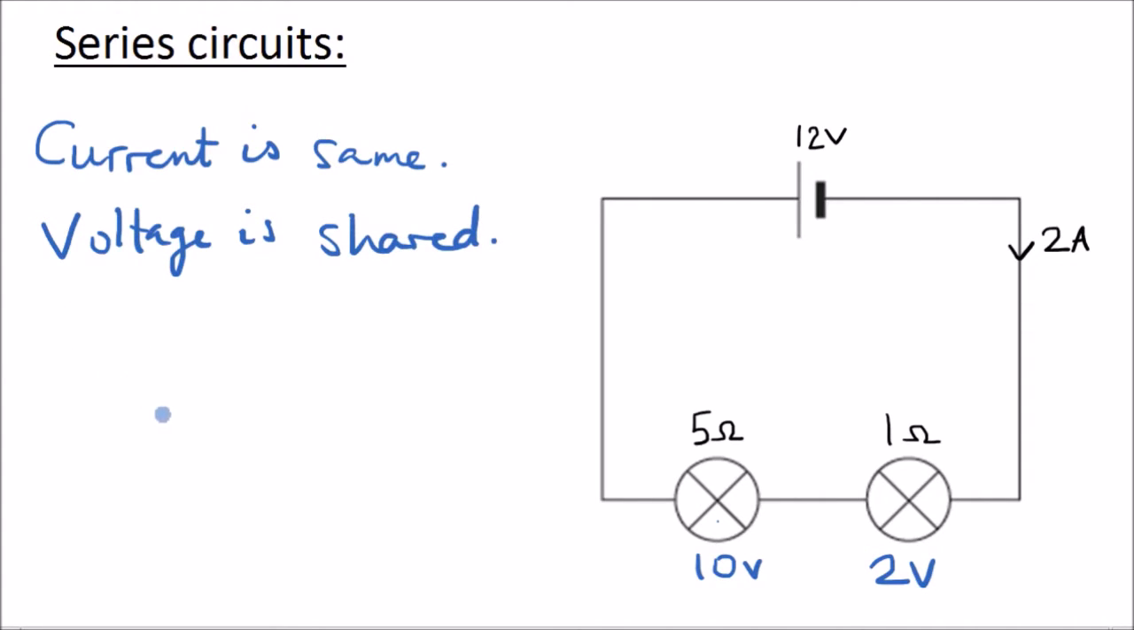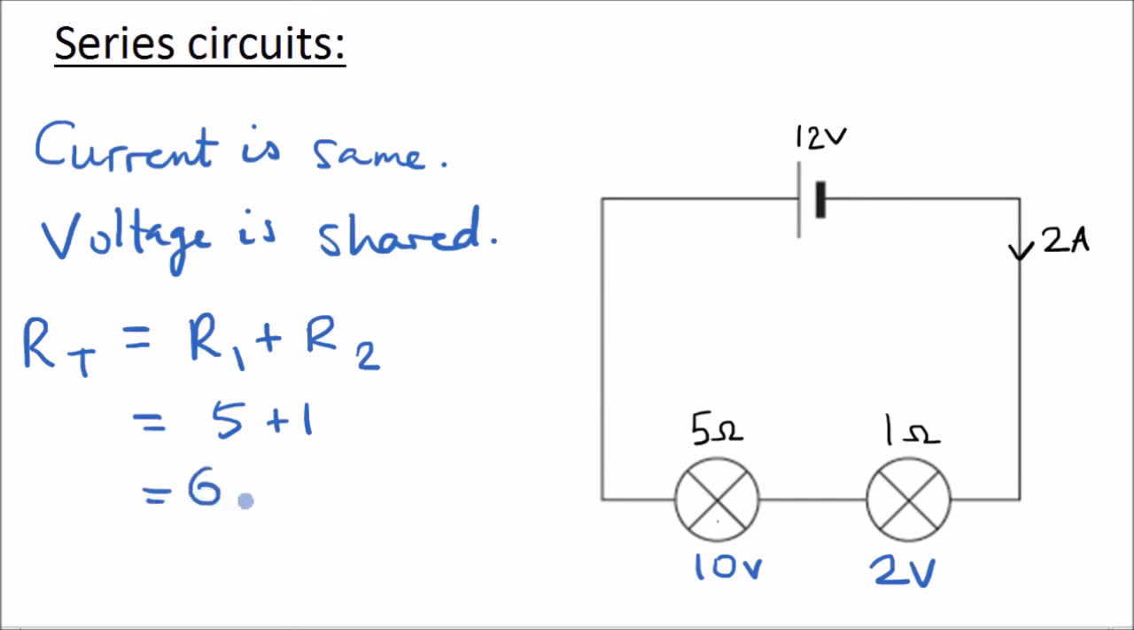Now we have to look at resistance. So to find the total resistance in this circuit, all we have to do is add up the resistances of all the components that are in series with each other. So R total would equal R1 plus R2, in this case this resistance and that resistance. So in this case it would be 5 ohms plus 1 ohm, and that gives us 6 ohms total resistance in this circuit.